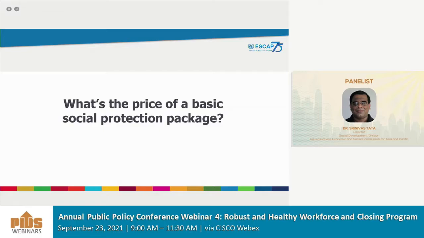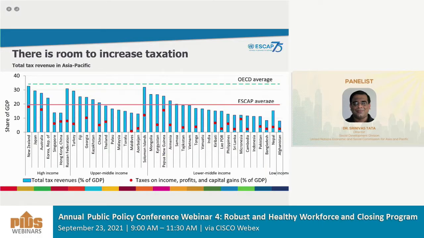Now, with one of the lowest tax to GDP ratios in the world, countries in our region have great potential not only to increase revenues, but also to shift taxes away from regressive value-added tax towards progressive taxation and increasing taxation on income, profits, and capital gains, which are indicated here as red dots. So this is an entirely different discussion, but very clearly there's a huge cushion here, a huge unexploited area for increasing tax revenues.